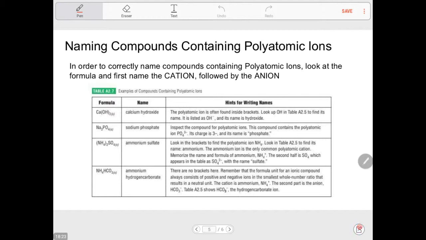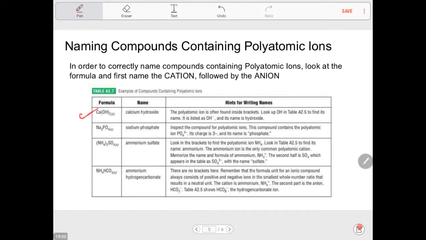We'll move forward here. This is just some naming. In order to correctly name compounds containing polyatomic ions, look at the formula and first name the cation followed by the anion. So if you look at this one, you have Ca(OH)2. Well, Ca is calcium, OH is hydroxide. You'll get to know these polyatomics. So it's calcium hydroxide. The key thing here, everyone, is to really understand how to write these compounds.